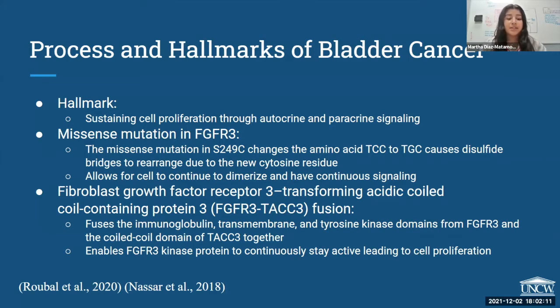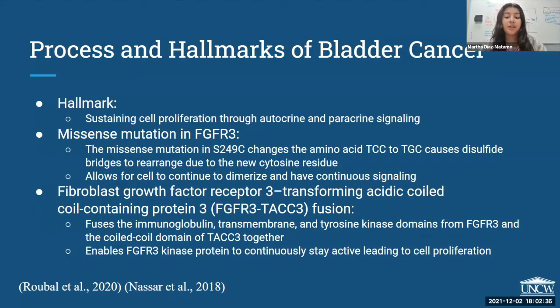new cysteine residue. The addition of this disulfide bridge allows the extracellular domain of the receptor to not be as selective and allows the cell to dimerize without the FGF ligand being present. This leads to amplification of more receptors through cell proliferation.